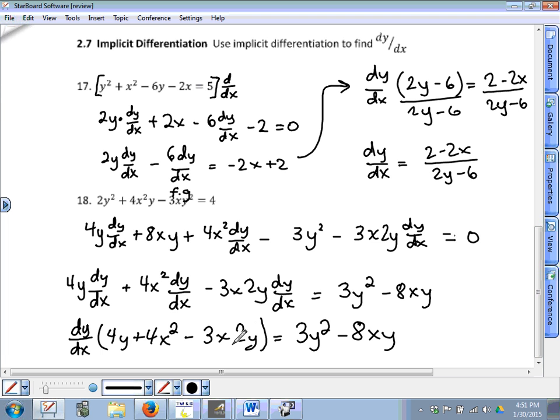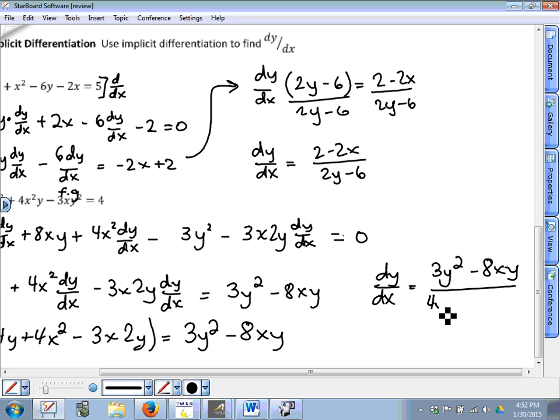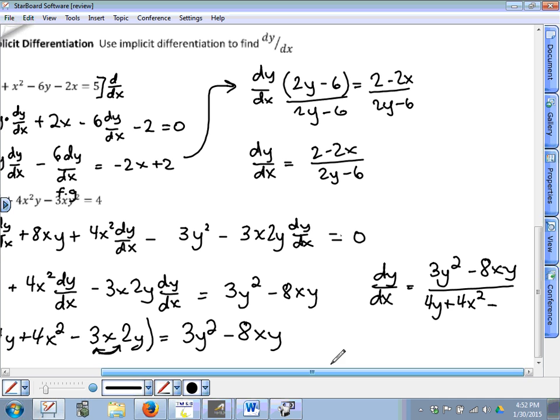And then dividing by this term is going to give us dy over dx equals 3y squared minus 8xy over 4y plus 4x squared minus 3x times 2y. Now 3 times 2, that just becomes a 6, so it's 6xy.